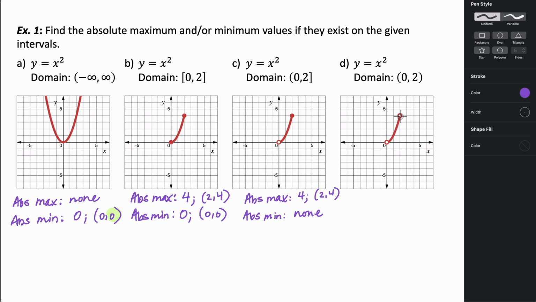Now, in part D, because the highest potential point that we would reach and the lowest potential point that we would reach are both open circles, they're not included in our domain of the curve here, we can say that this has no absolute maximum or minimum. So this has no absolute max or min.